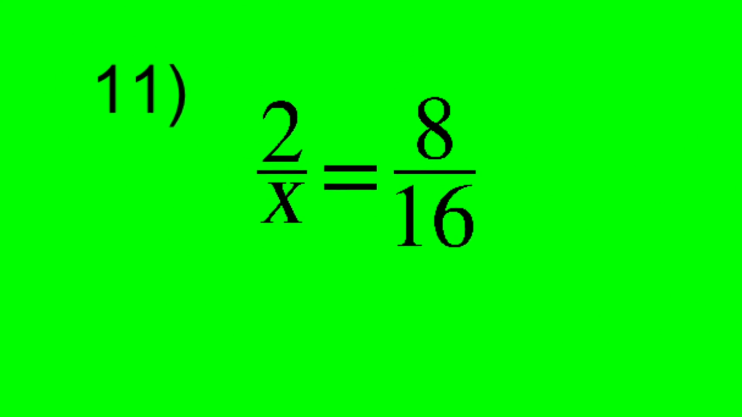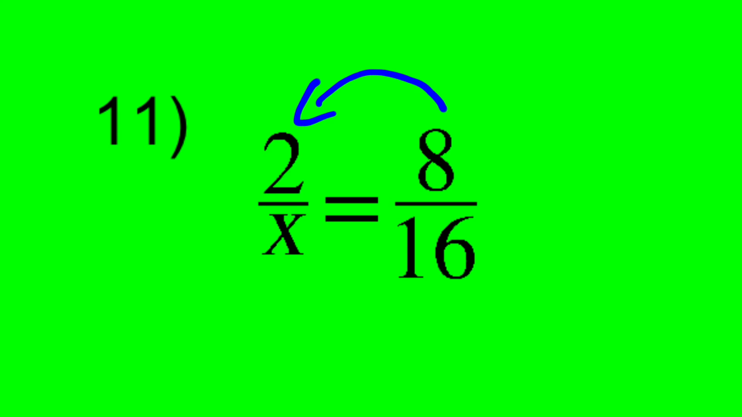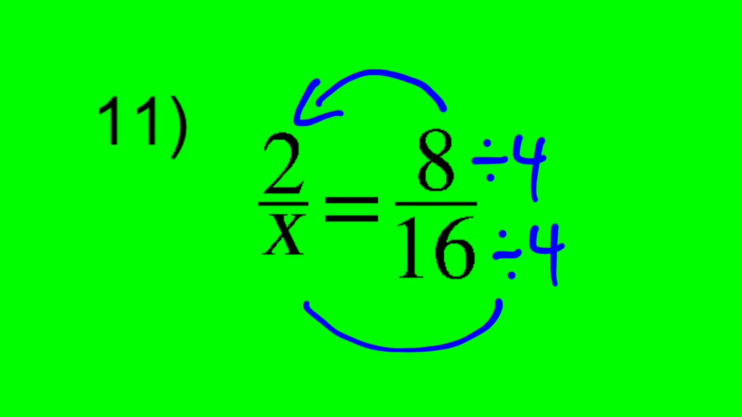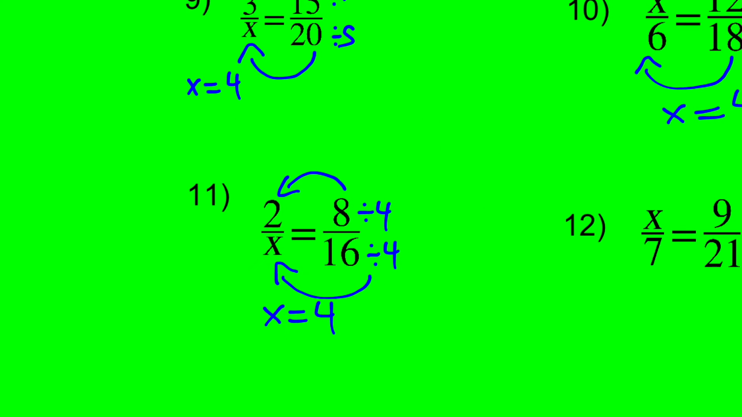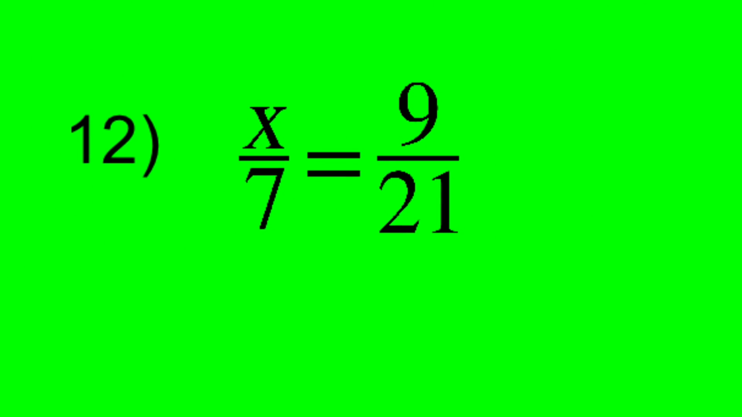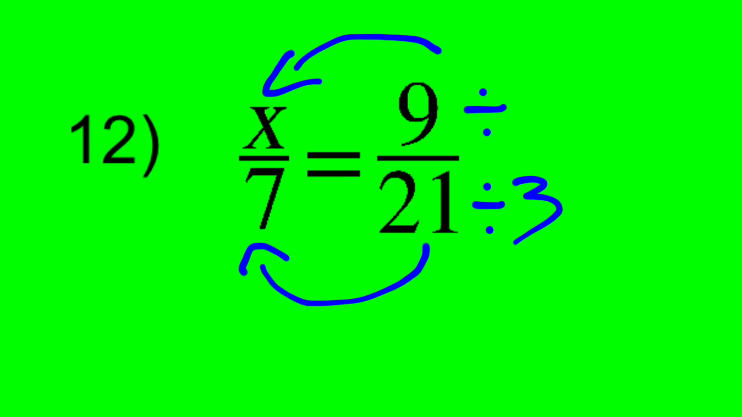Two more will do. Number 11, to go from 8 to 2, I divide by 4. Do the same thing to the bottom, and 16 divided by 4 gives me that x is equal to 4. And the last one we'll look at, number 12, x over 7 equals 9 over 21. To go from 21 to 7, I'm getting smaller, so I'll do 21 divided by 3. And I'll do the same thing to the top, and 9 divided by 3 means that x is equal to 3.